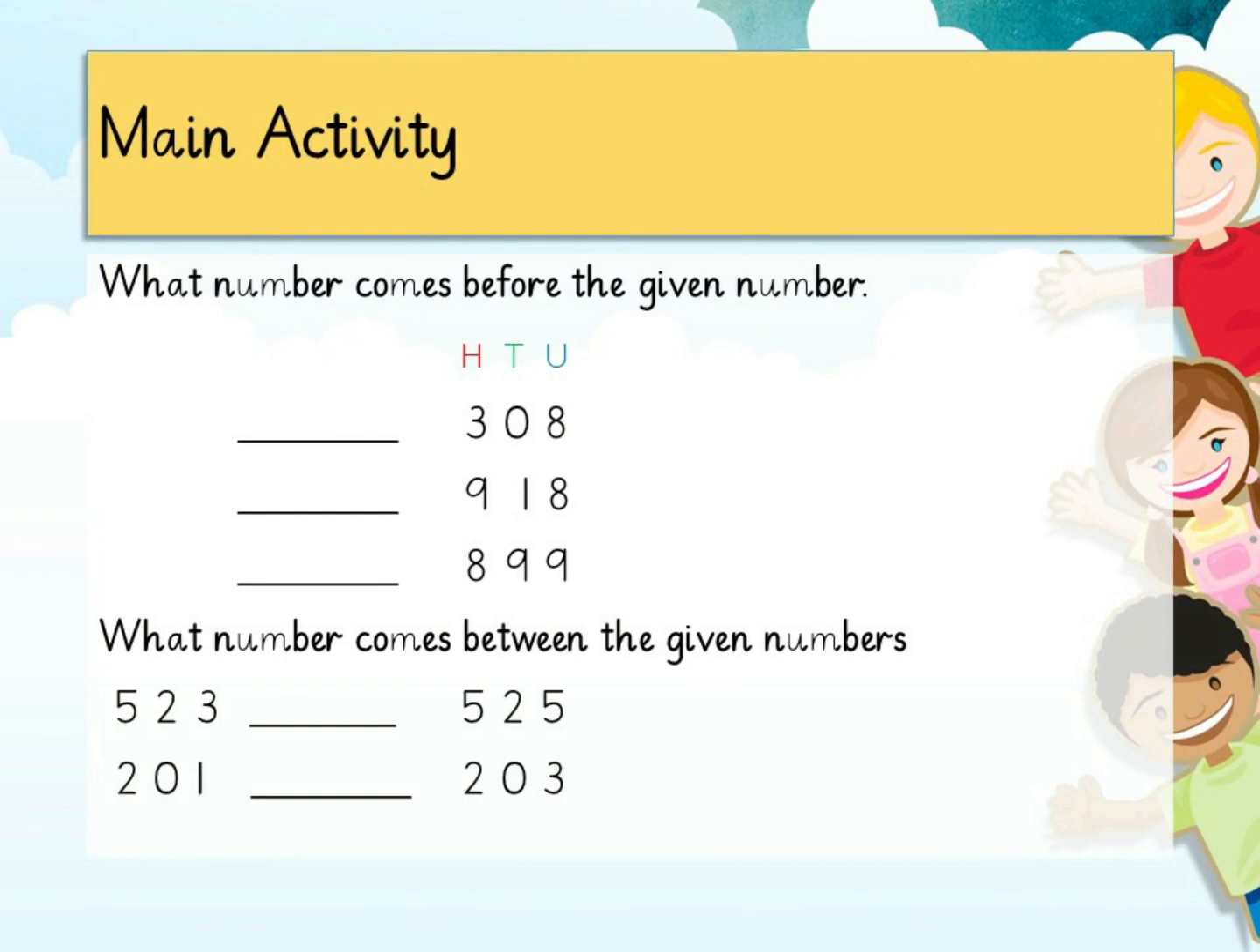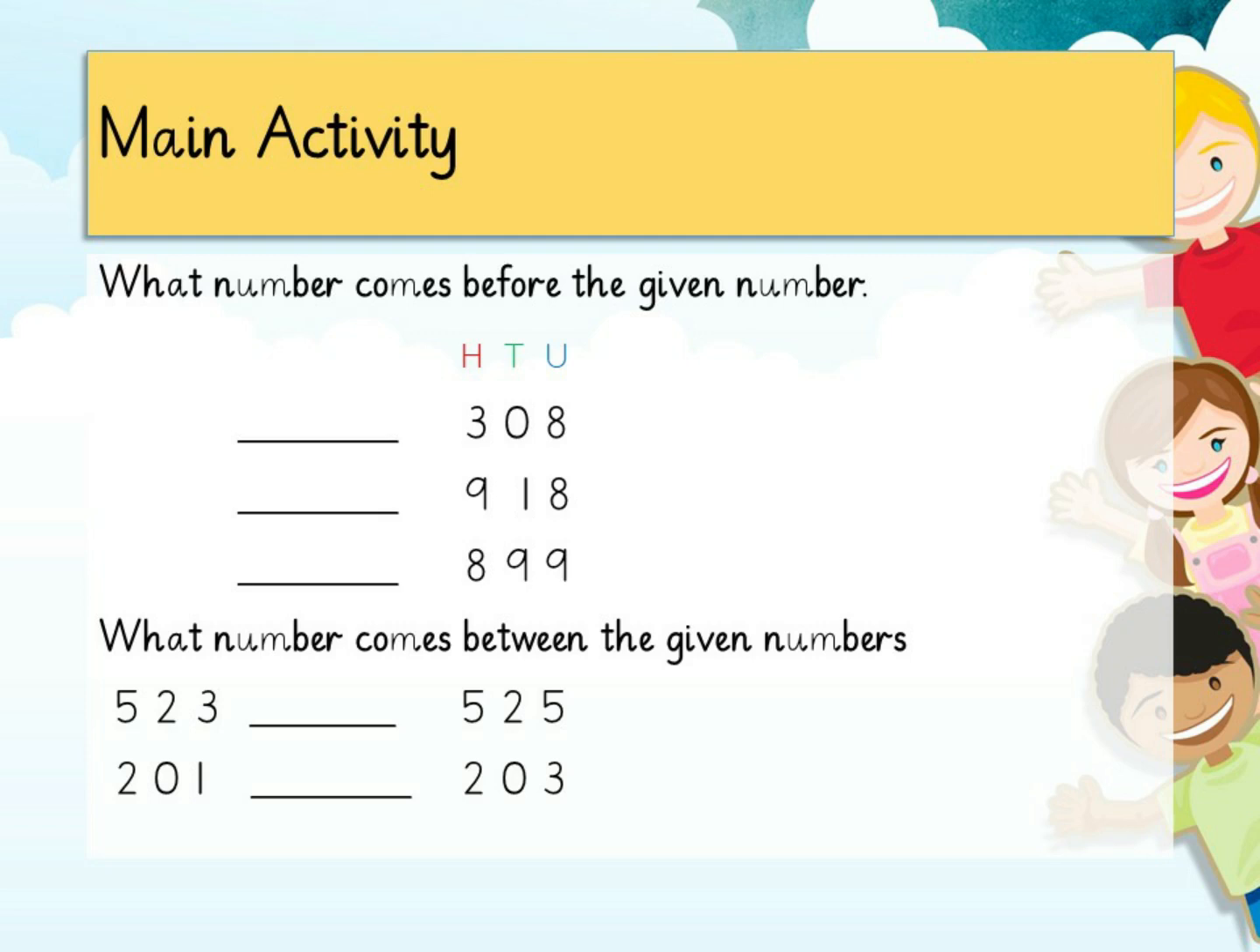Moving ahead with main activity. Let's do some more tasks. Question number 1. What number comes before the given numbers? Different numbers are given over here with the place values identified at the top of each digit. You have to change the place value at unit place by subtracting 1.